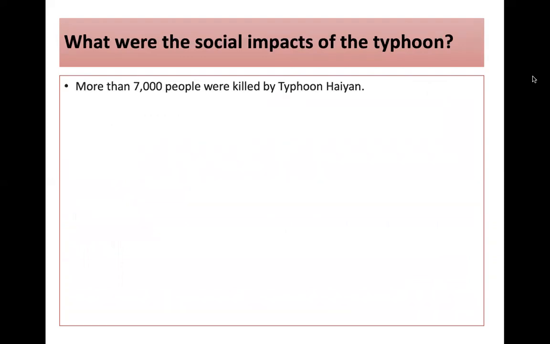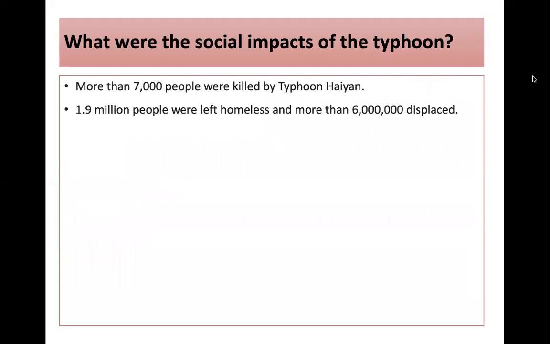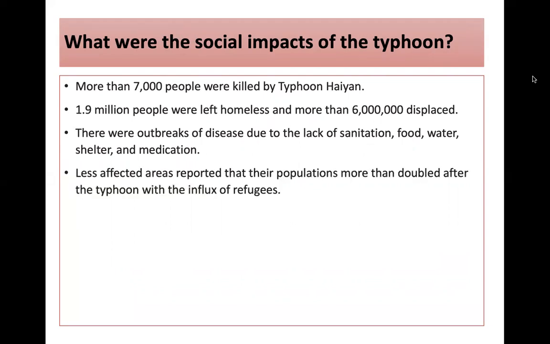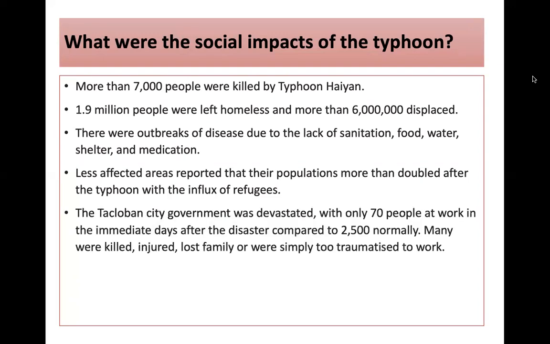The social impacts of the typhoon: more than 7,000 people were killed, 1.9 million people were left homeless, and more than 6 million people were displaced. There were outbreaks of disease due to the lack of sanitation, food, water, shelter, and medication. Less affected areas reported that their populations more than doubled after the typhoon with the influx of refugees.